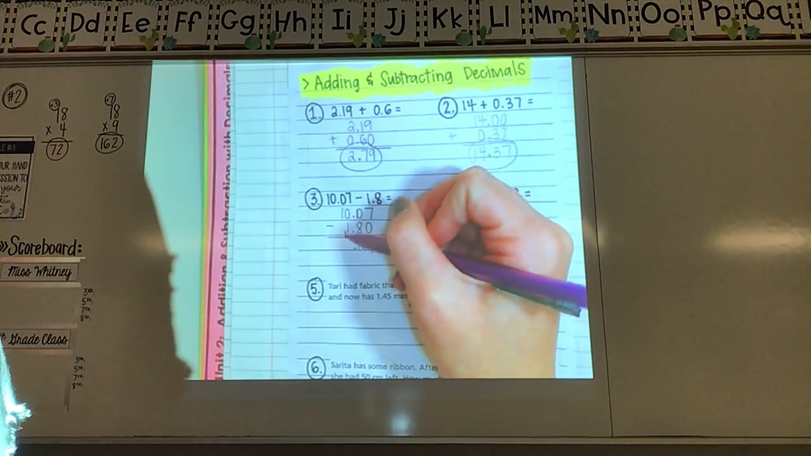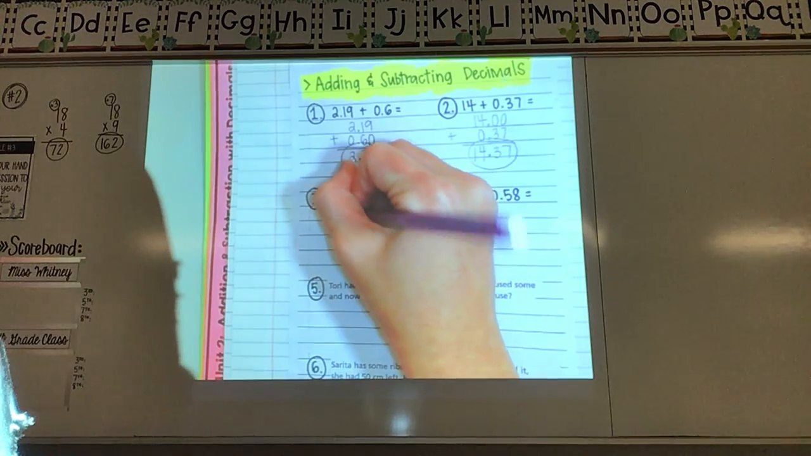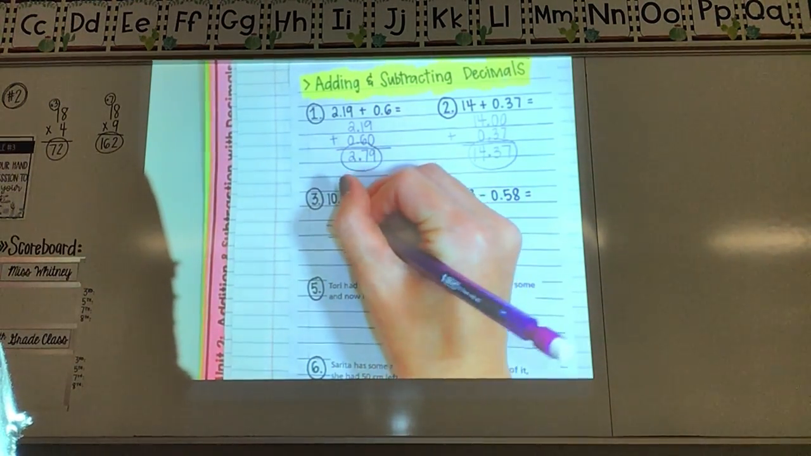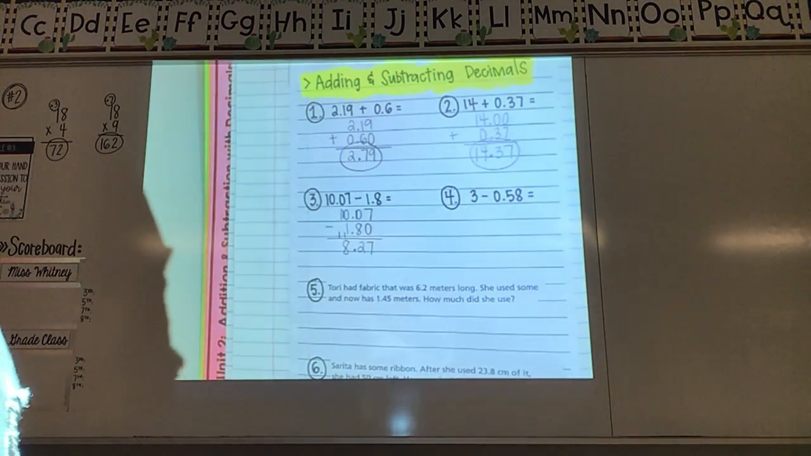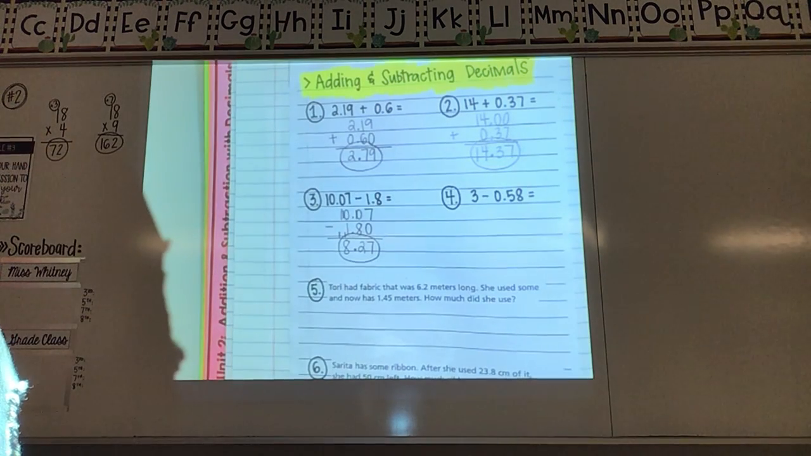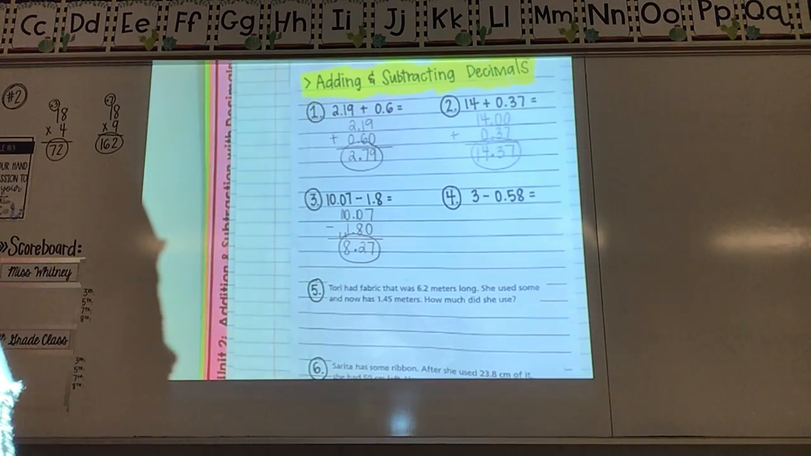0 minus 2, I cannot do that. So take one, give one. 10 minus 2 is 8. And 1 minus that 1 would be a 0. Even if you do not do take one, give one, if you are borrowing and subtracting that way, you should get the exact same answer. So either way, you should get 8.27.